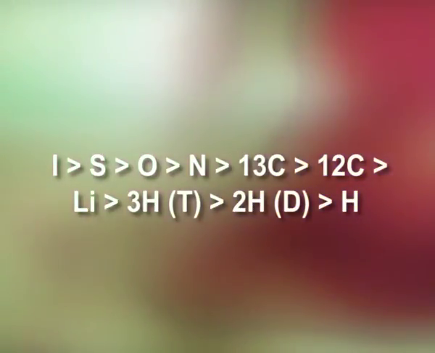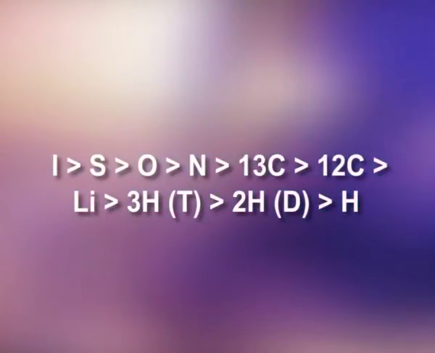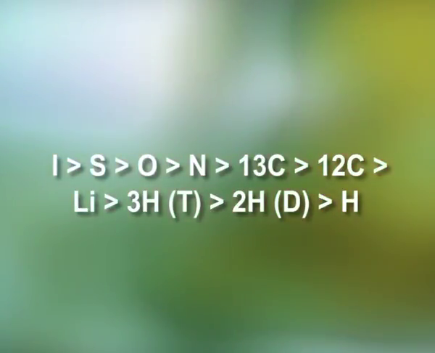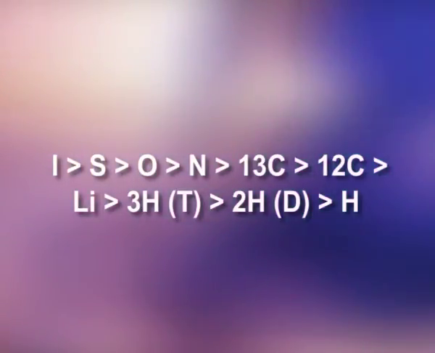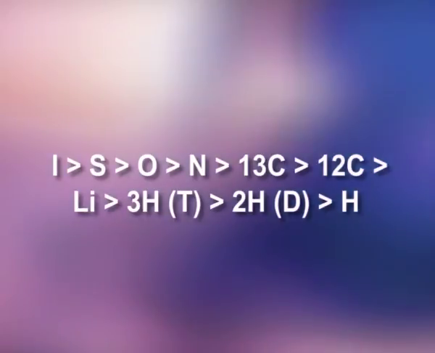Means iodine has a higher atomic number as compared to sulfur, then oxygen, then nitrogen, then carbon in isotopic form, carbon-13, carbon-12, again lithium, then again the three isotopes of hydrogen, deuterium and tritium. Okay, now this is the way we have to set our priorities.